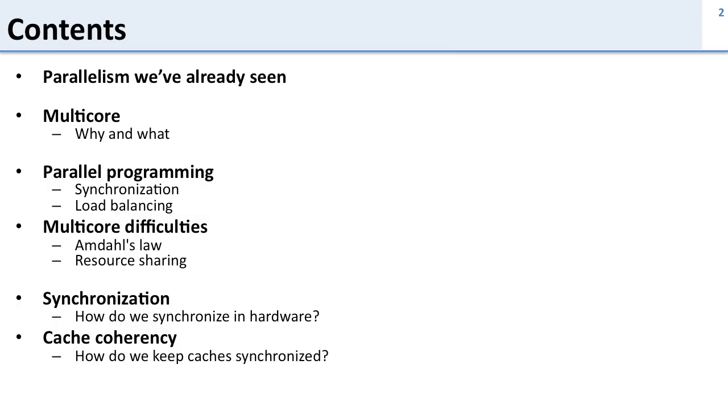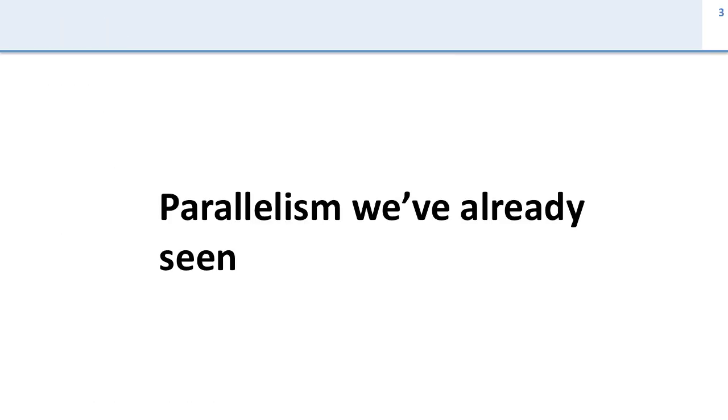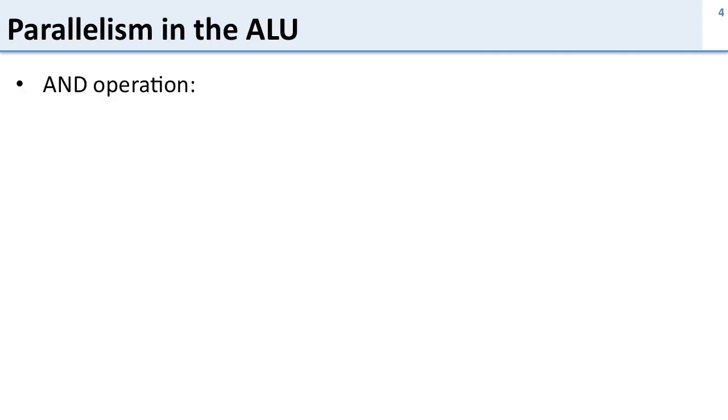We're then going to talk about cache coherency, which is how do we keep multiple parallel caches synchronized? And then finally, we're going to talk about parallelism at the instruction level. So how can we make our processors run faster by doing instructions in parallel? So let's get started by talking about the parallelism we've already seen so far in this course.